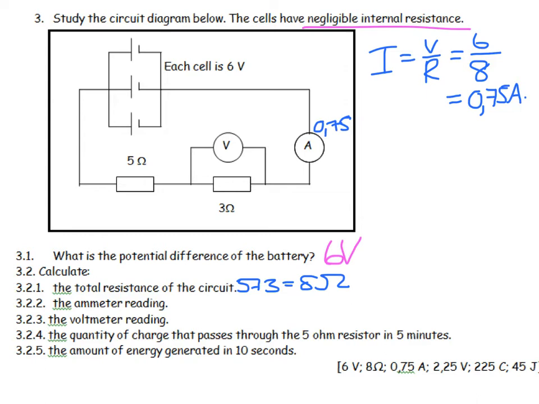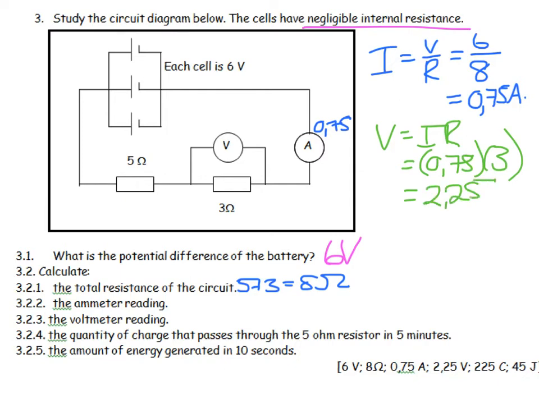Then what about this voltmeter reading over here? The voltmeter is connected over the 3 ohm resistor, but the current is able to go through that 3 ohm resistor, so it's the same current, and V is therefore equal to I times R, the series current multiplied by the resistor over there, and we land up with 2.25 volts.